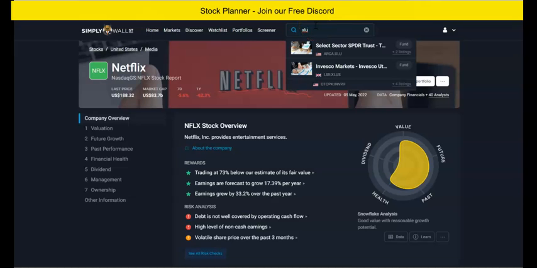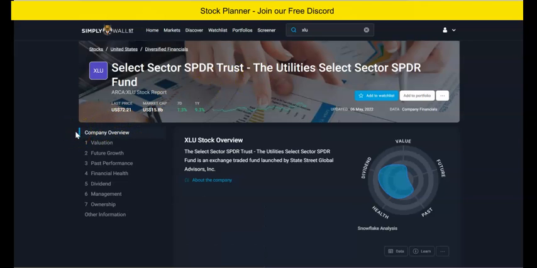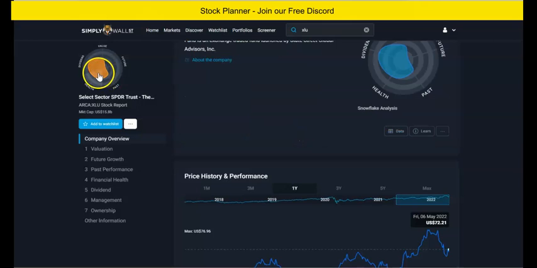Another tool I use is Simply Wall Street. It has a free side, and it's about $15 a month, so it's not very expensive either. Again, it's not going to have a lot of information on the ETFs, but it's investing in companies operating across the utilities sector. Invest in growth and value stocks, which I like. Growing companies and value. Does pay a dividend, and its Snowflake is kind of, we want green snowflakes. We want big green snowflakes for a strong company.